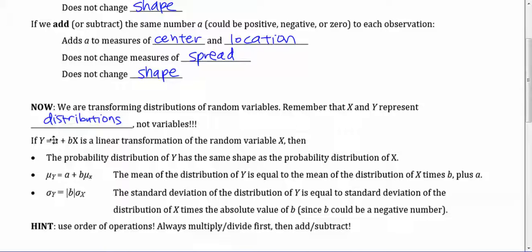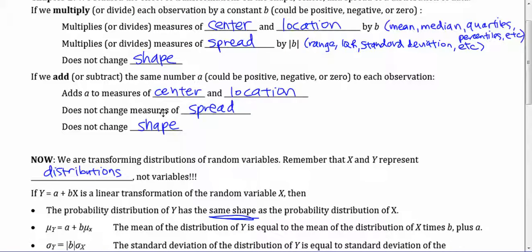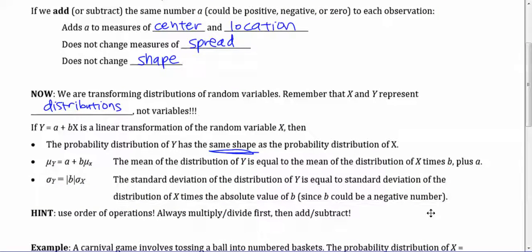So if I'm multiplying and I'm adding, first of all, it's not going to change the shape. It's going to have the exact same shape because multiplying, dividing, none of this changes the shape. That's going to be exactly the same. The mean is going to change. Both the multiplication part and the addition part are going to affect the mean.